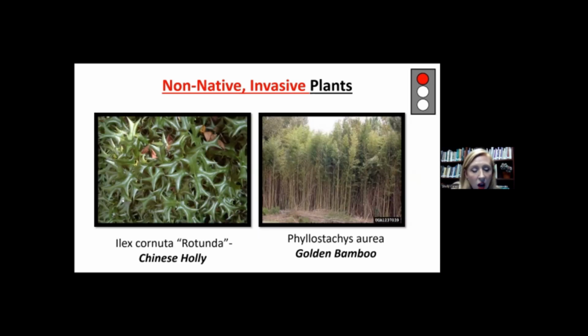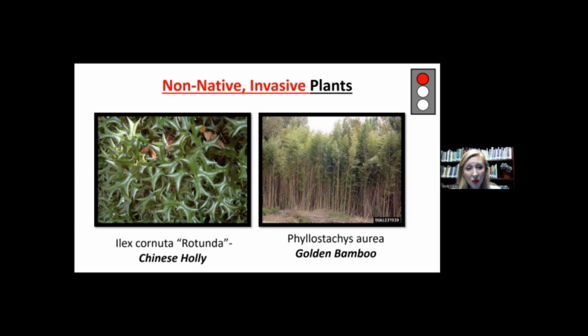Here we've got Chinese holly on the left-hand side. Rotunda is the variety of this one here. It comes from China and other locations in Asia. Self-fertile, no male plant is needed for pollination with this plant. Rapidly spreads as birds and animals eat the berries and deposit them elsewhere. This is really popular around Christmas time due to the abundant bright red berries you'll see on it.